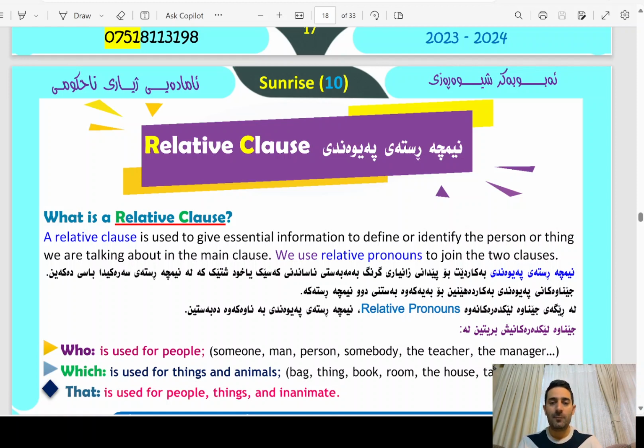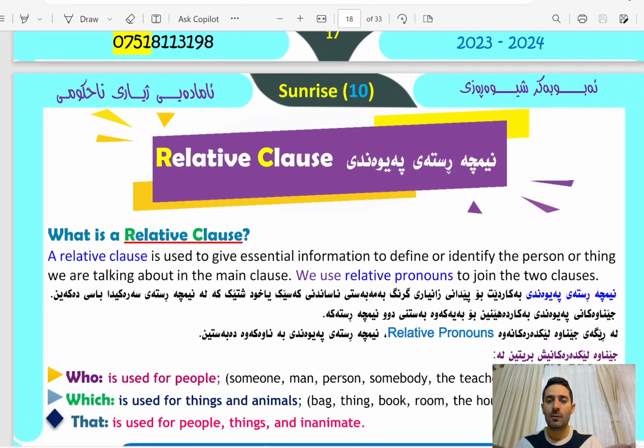So yeah, what are the relative pronouns? The first one is who. Who is used for people. This one is number one.